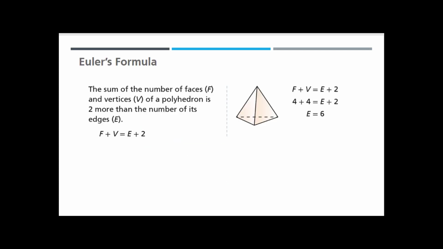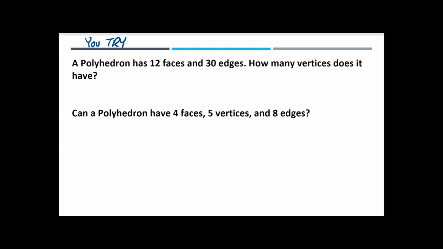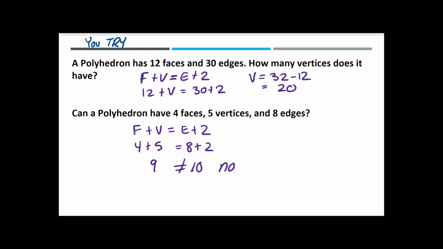The formula that we're actually applying is called Euler's formula. The sum of the number of faces and vertices of a polyhedron is 2 more than the number of its edges. Now I want you guys to try this one on your own, so go ahead and pause, and then I'll show the answers and you can check your answers.